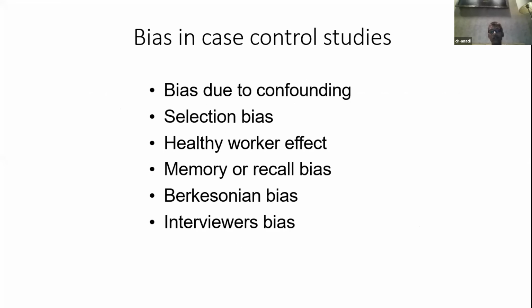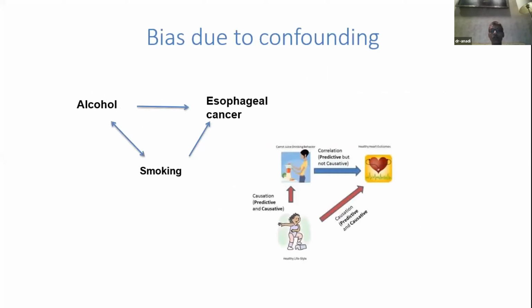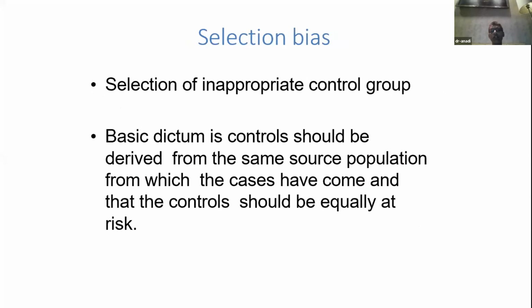So what is the bias? Bias due to confounding, that may be selection bias, healthy worker effect, memory or recall bias, Berksonian bias, interviewer's bias. Bias due to confounding was already explained in the previous session. Selection bias or an inappropriate control group is the most important thing. The basic dictum is that controls should be derived from the same source population from which the cases have come. The controls should be equally at risk.